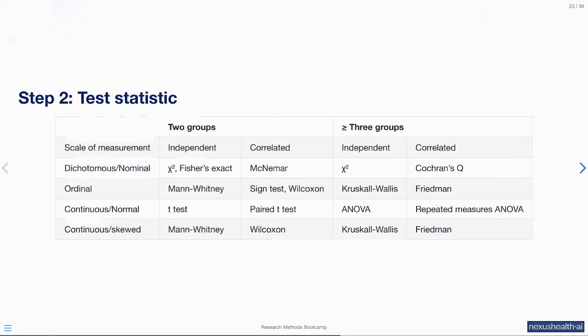So in this table, we see the different tests that we can use depending on the number of groups and depending on the scale of measurement. So we see the test for 2 groups and the test for 3 or more groups. For example, if we had continuous or normal variables and we're looking at 2 independent groups, we do the t-test. If the 2 groups are related or paired or correlated, we do a paired t-test. And the equivalent test for 3 or more groups is the ANOVA and the repeated measures ANOVA respectively.